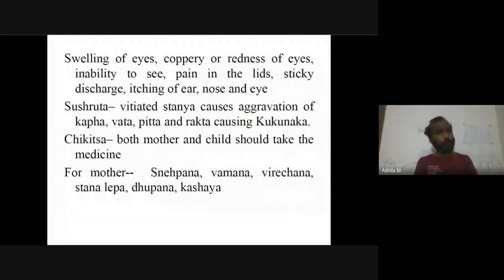Okay. So when you come to the chikitsa, acharyas described that we have to give the medicines for both the mother and the child. The stanya dushti also gets relieved. Snehapana, vamana karma is also advised, vidradha karma is also advised, stana lepana is also advised, dhupana and kashaya yoga are also advised for relieving the vitiated kapha, pitta, rakta dushti.